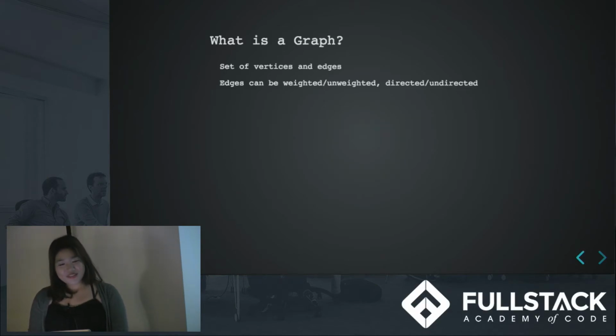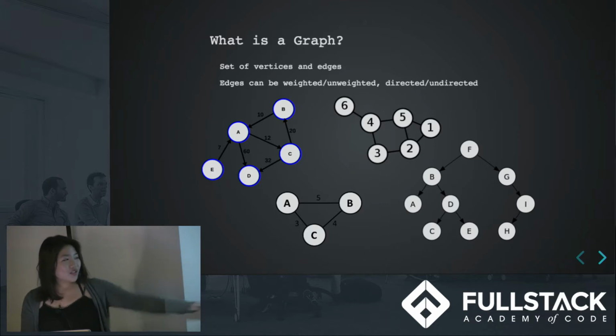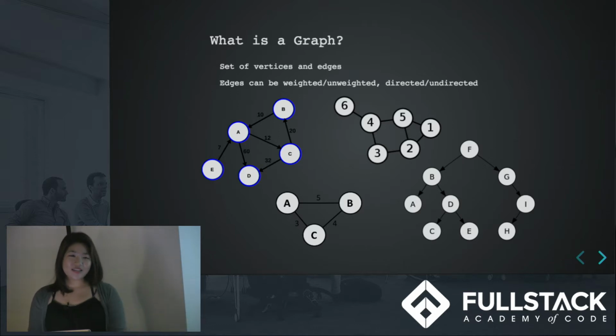We briefly went over those the other day, but it's basically a set of vertices and edges, and an edge can either be weighted or unweighted, directed or undirected. In the case where an edge is undirected, we can just assume that the direction goes both ways. And these are all examples of graphs, and if we actually look at the one all the way on the right, this should look familiar to everyone. That is a binary tree, which is just a specific kind of graph.